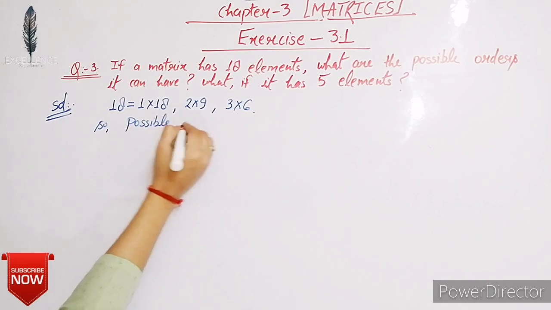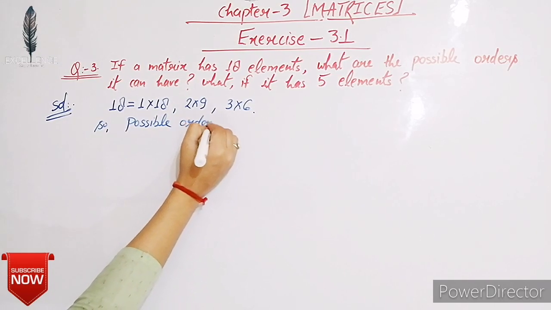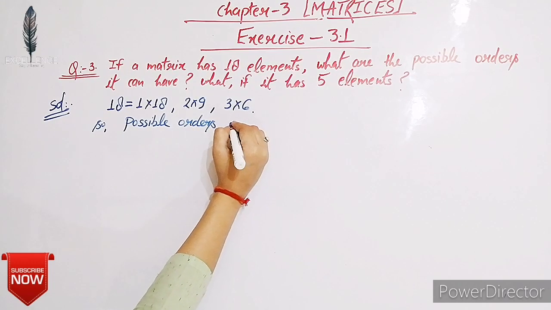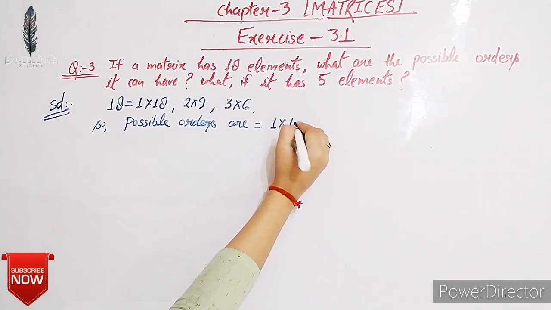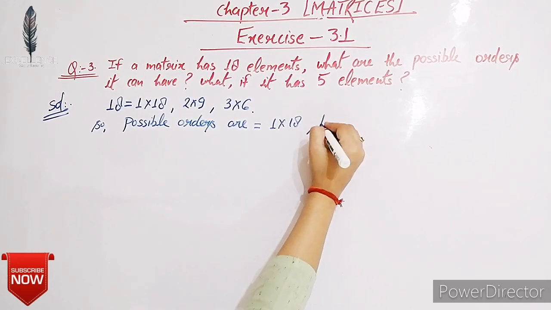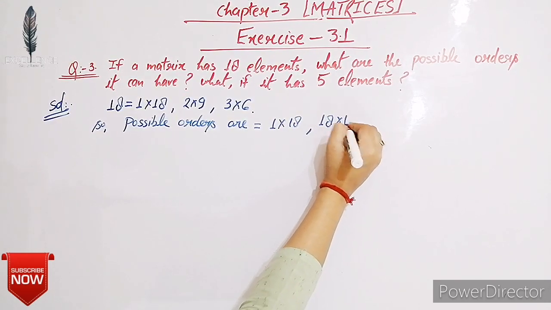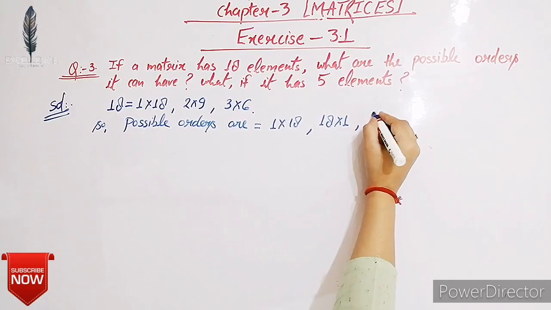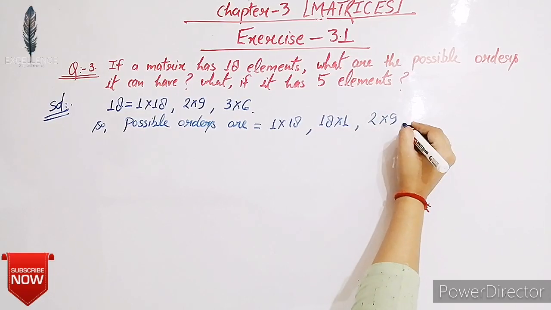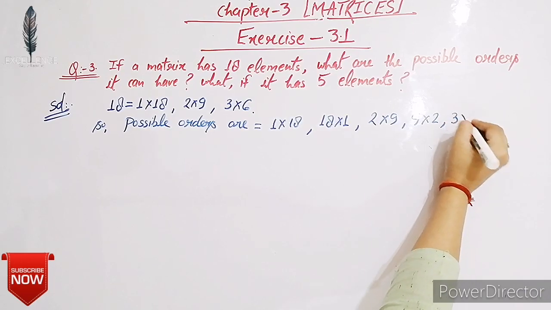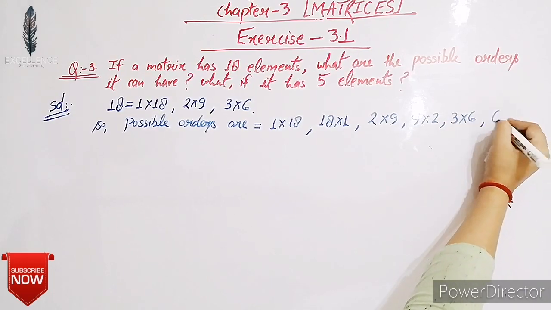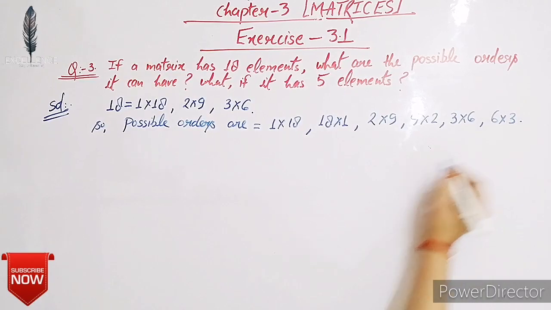6. Okay, so the possible orders are 1 into 18, 1 row, 18 columns, and next is 18 rows, 1 column, 18 into 1, next 2 into 9 and 9 into 2 and 3 into 6 and 6 into 3. Okay, clear?